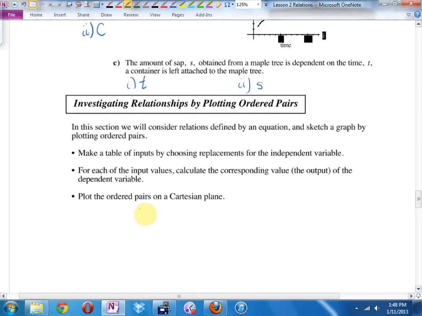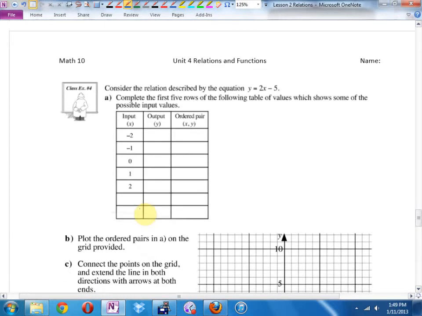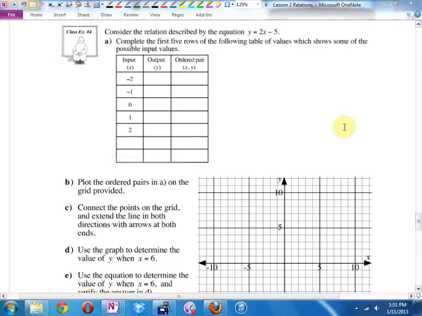So now we're going to shift gears a little bit. We're going to consider relations defined by an equation. We're going to sketch a graph. Turn the page. Ready? Here's our relation, y equals 2x minus 5. It says complete the first 5 rows of the following table of values.